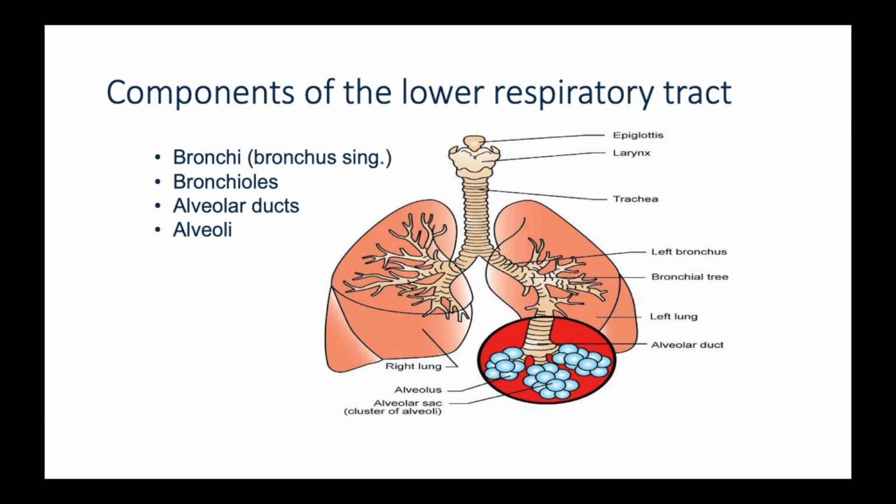Components of the lower respiratory tract, we'll talk about the bronchi, which if we're talking about one bronchus, the left or right bronchus, bronchus is the singular term. Bronchioles, alveolar ducts, and alveoli. Essentially, each bronchus divides into smaller bronchi, which divide into even smaller bronchi, and then tiny little bronchioles. The bronchioles then subdivide into alveolar ducts.